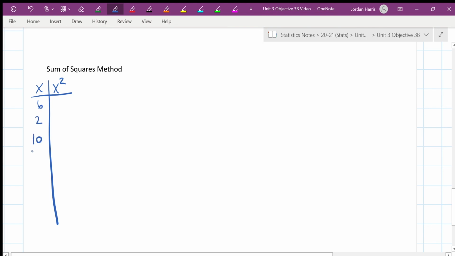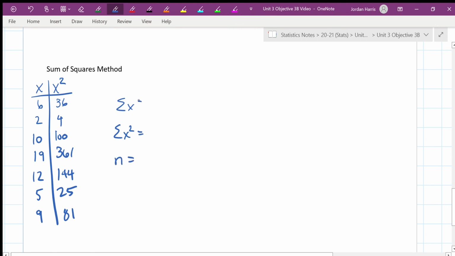So 6, 2, 10, 19, 12, 5, and 9, those are the numbers. And then just square each one. Using a calculator if you need a calculator. I know not everyone knows what 12 or 19 squared are. Okay. Then we find our three sums. Sum of x, sum of x squared, and the n. How many there are. So I have 7. That one's easy. Sum of x, add all of these up. You get 63. Sum of x squared, add all these up, you get 751.